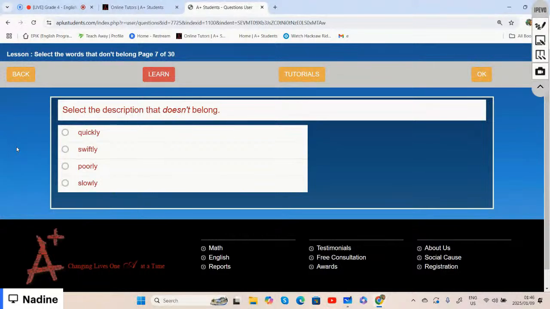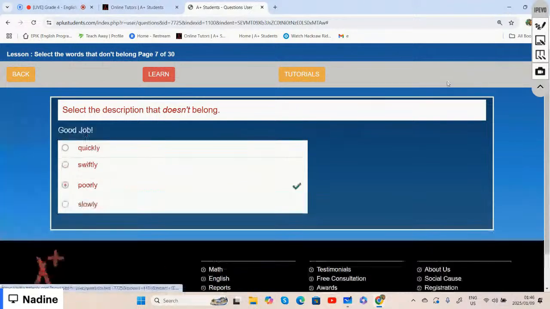All right, and if we were to choose the correct option, then we can say poorly is the description that doesn't belong.